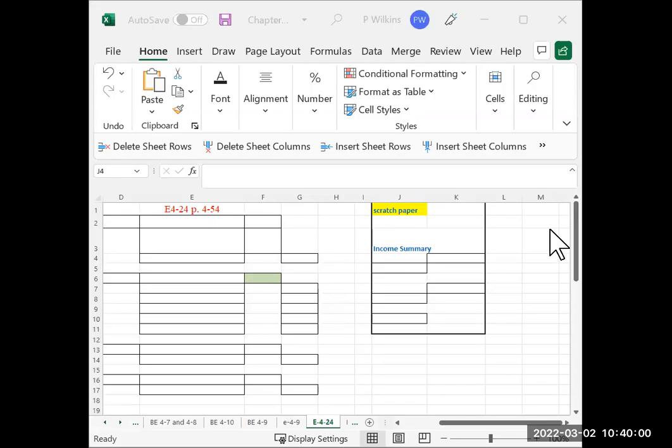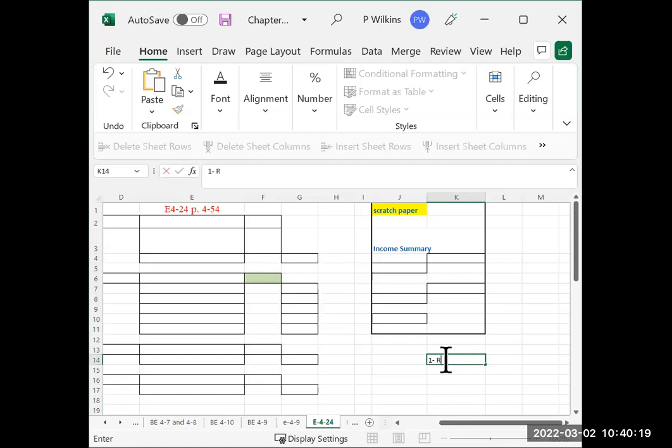Okay, so exercise 424 on page 454. This is closing entries, closing the books at the end of the year, closing the temporary accounts, right? So I think the first thing that I would make sure that I have listed for myself is the order in which you close the accounts.